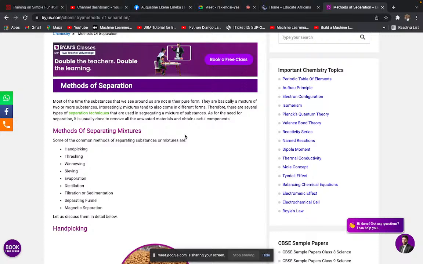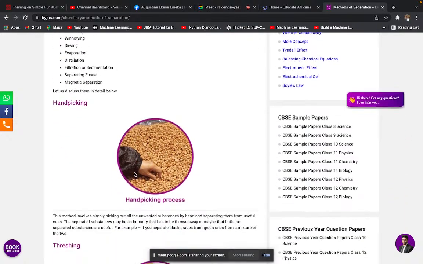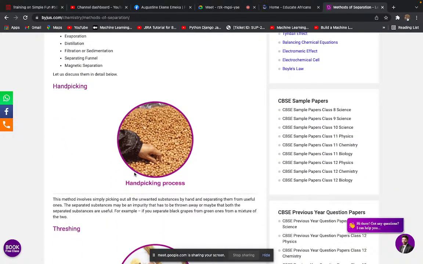So most things you see are basically mixtures of two or more substances. Interestingly, mixtures tend to also come in different forms. Therefore, there are several types of separation techniques that are used in segregating a mixture of substances. So there are various types, and we're going to look at them. So number one is hand picking. So where can you apply the separation technique known as hand picking? Where can you use hand picking?